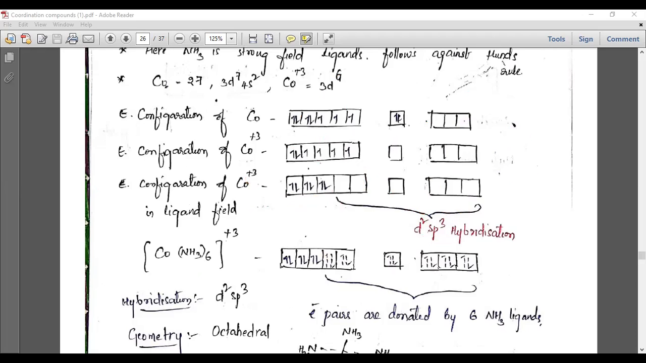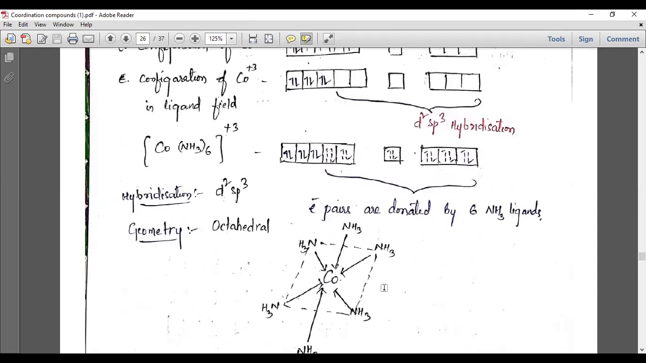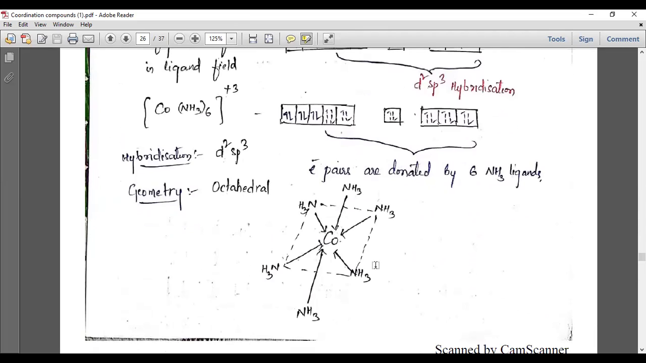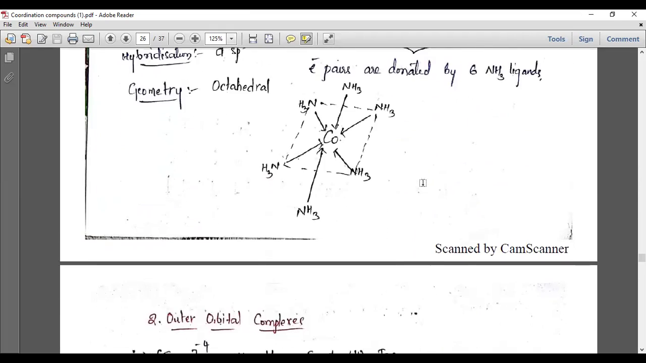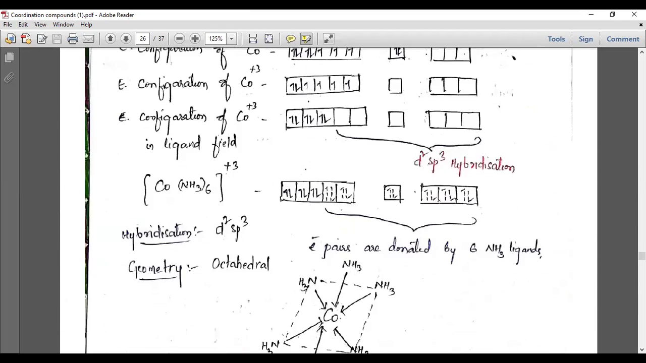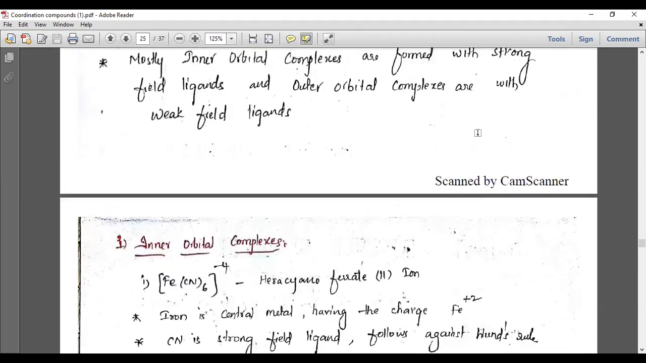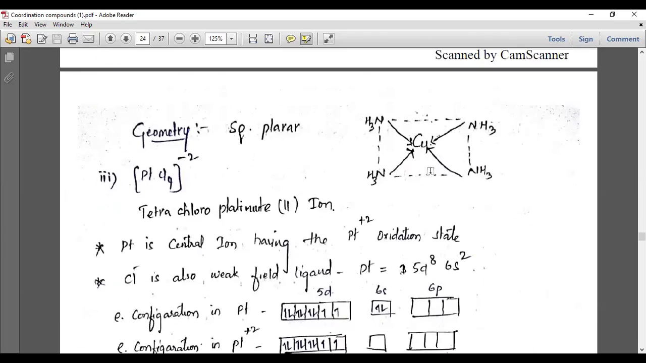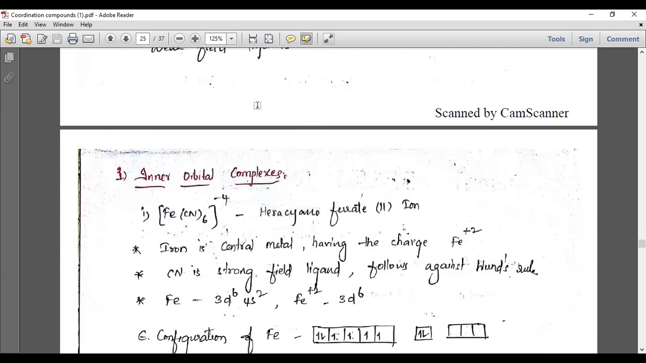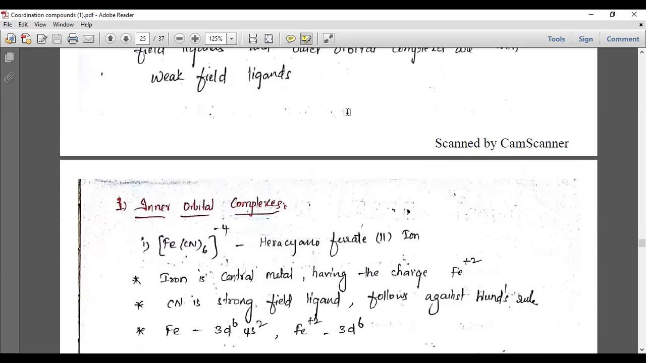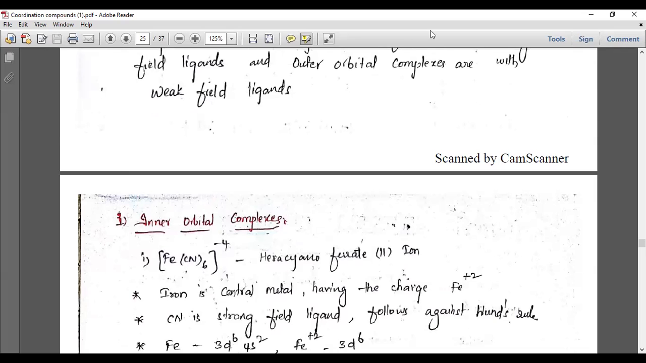So you should remember these things here. Now what is the geometry here? 6 means generally it is an octahedral geometry. So remember these points here. These are all inner orbital complexes, and they are producing d2sp3 hybridization. So once again I want to tell you one thing here. Remember these things.